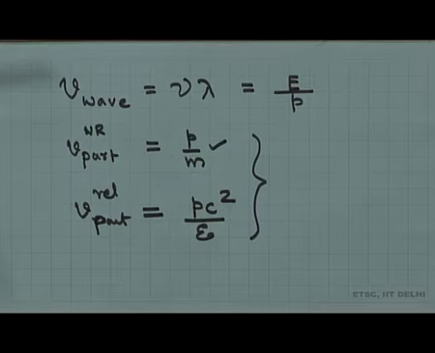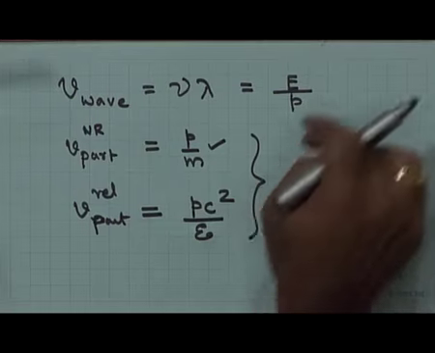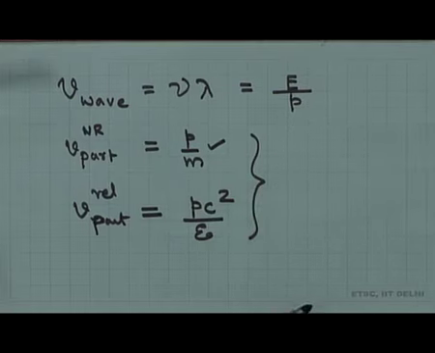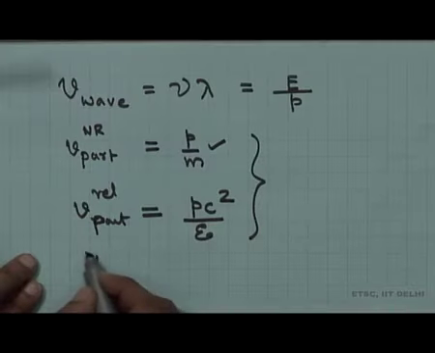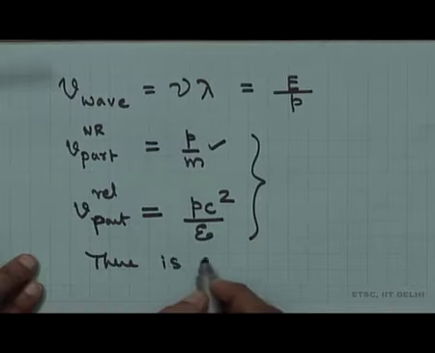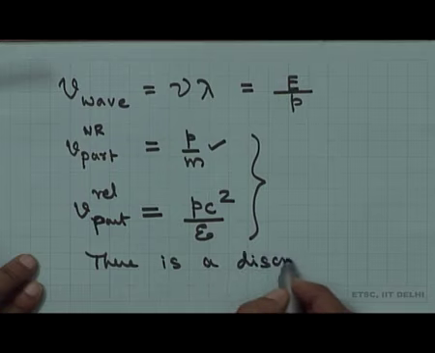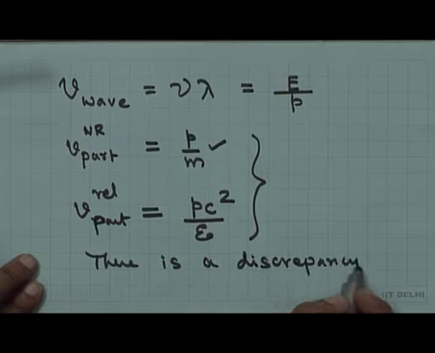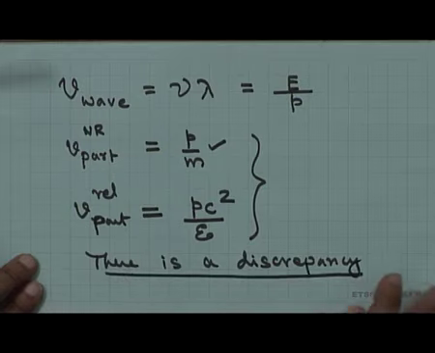Now clearly, p by m is not equal to E by p, nor is pc squared by E equal to E by p, unless E equals pc, and E equal to pc is valid only for radiation or for particles which do not have a rest mass. That means there is a discrepancy. This is something that we had not encountered earlier. So, let us write a statement.